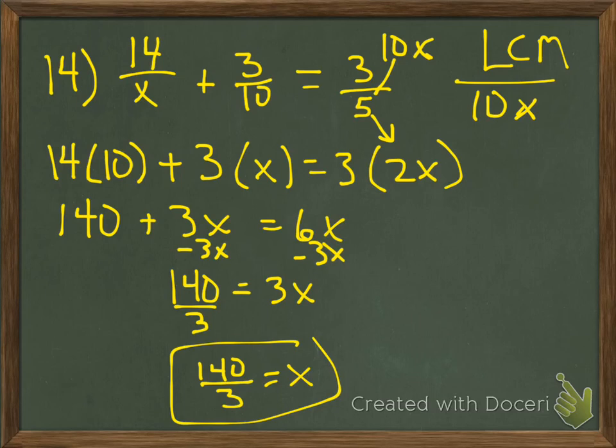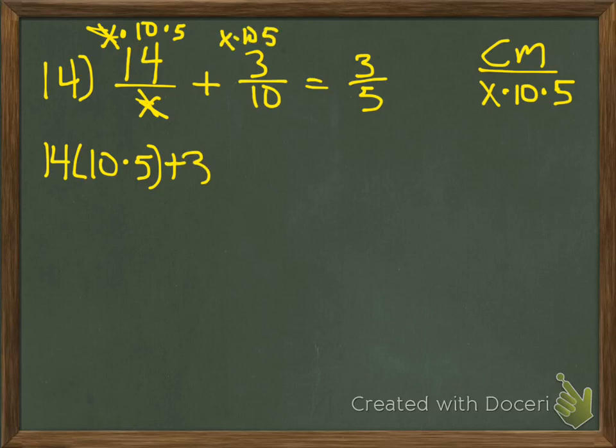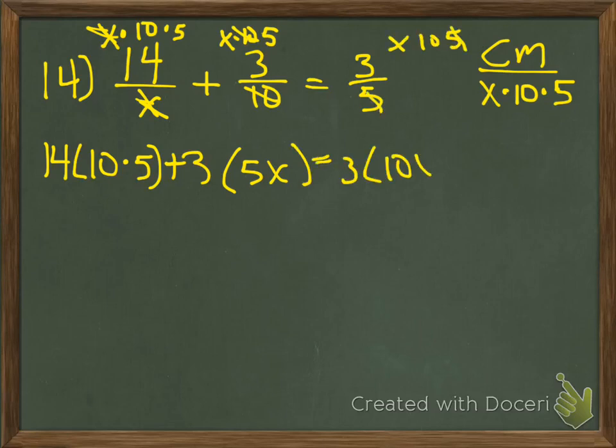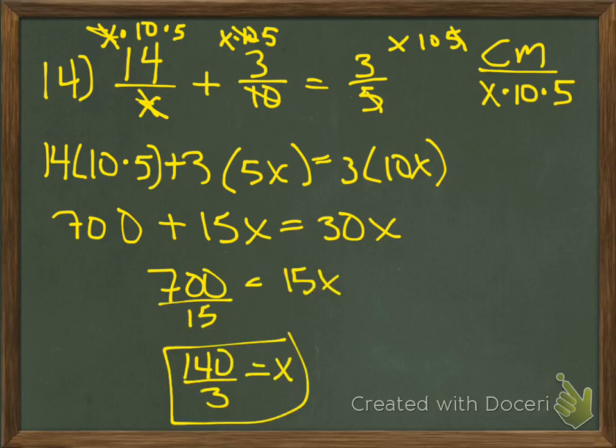There is a second way you can do this problem. The second way is to write basically all three denominators together to make your common multiple. Your numbers will be different, but you will have the same final answer. So when I go x, 10, and 5, the x's cancel out, leaving me 14 times 10 and 5. On the second one, the 10s cancel out, leaving me 3x and 5, or 3 times 5x. The 5s cancel out in the last fraction, leaving me 3 times 10x, and then I go through the same process. The numbers will be slightly different, but you will end up at the same final answer of 140 over 3. And that's pretty much it for that one.